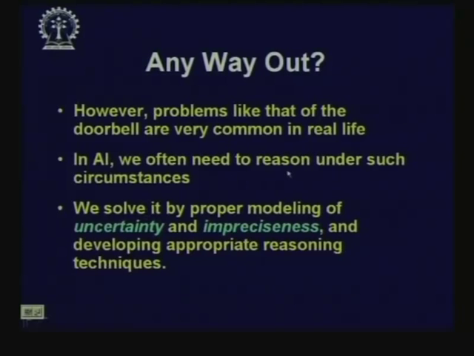It is not always 2 plus 2 equal to 4. So, in AI, we often need to reason under such circumstances. And in order to solve it, we need to properly model uncertainty and impreciseness. There is a subtle difference between these two words, uncertainty and impreciseness.